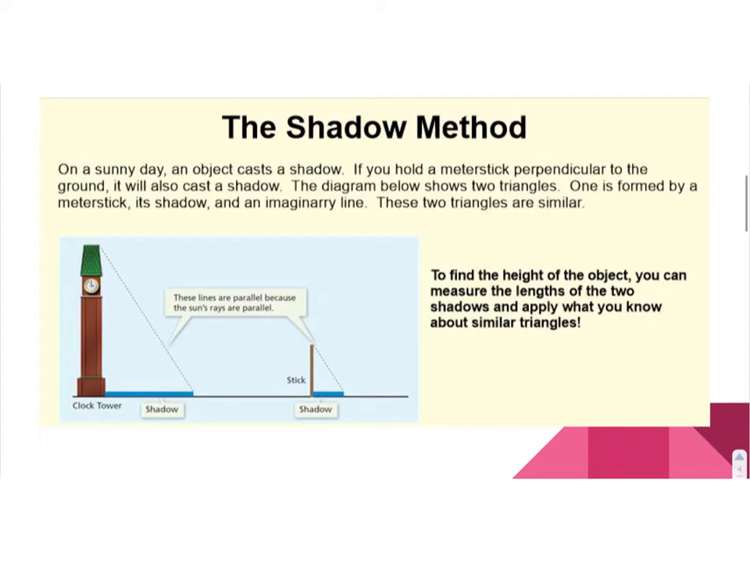The diagram below shows two triangles. One is formed by a meter stick, its shadow, and an imaginary line. These two triangles are similar, and that's because of how the sun hits these objects. To find the height of the object, you can measure the length of the two shadows and apply what you know about similar triangles. All you're going to do today is use proportions.